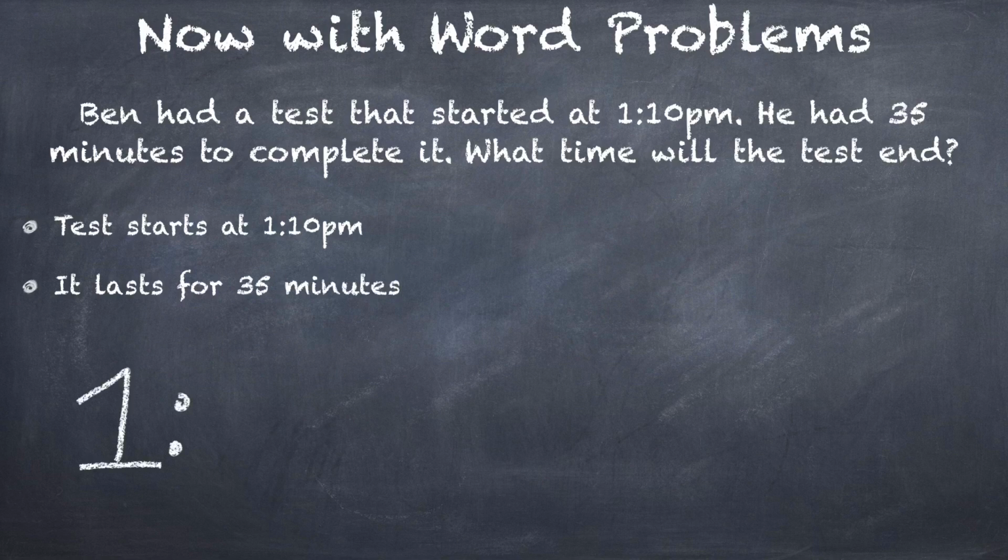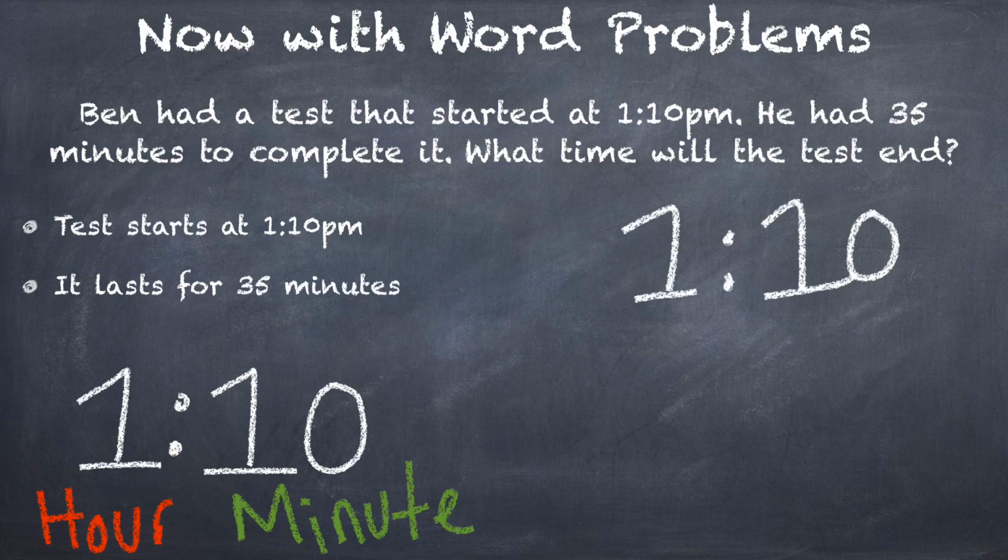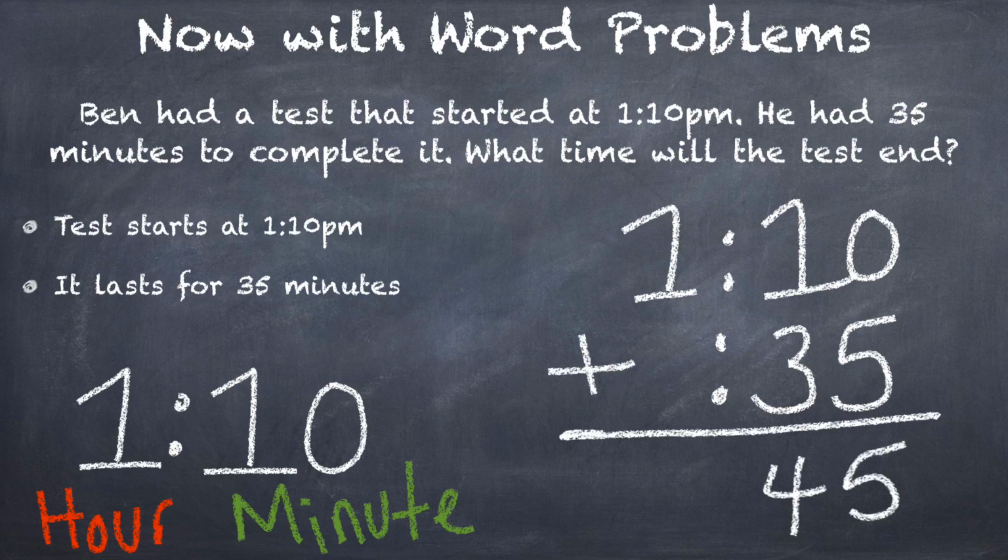If we write out 1:10, we know that the first 1 represents our hour and the 10 represents our minutes. Both are separated by the colon in between. If we write 1:10 and then we have 35 minutes, we know to write 35 on the right side of our colon, and then we can write it straight down and add it up to 1:45. So the test will end at 1:45.